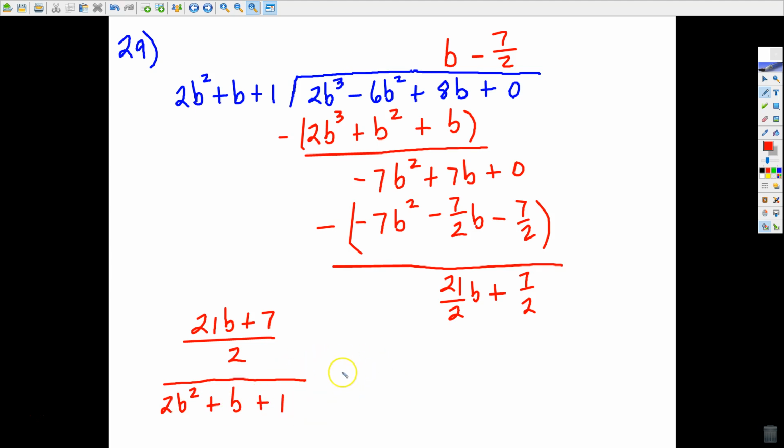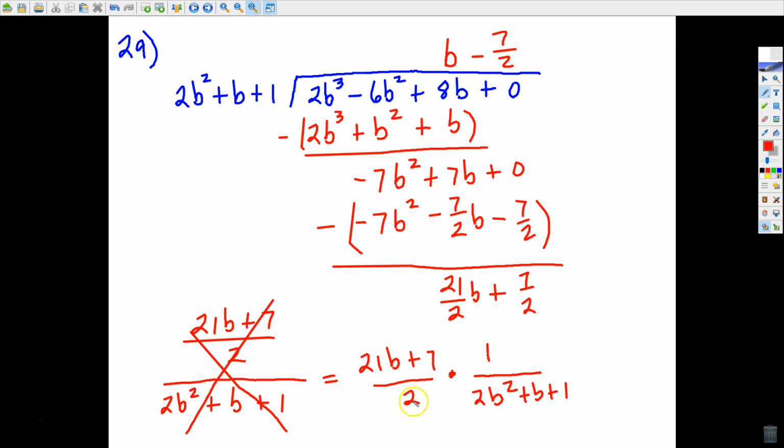Okay, another complex fraction. So dividing by 2b squared plus b plus 1 is the same thing as multiplying by its reciprocal, or its inverse. So do not leave complex fraction answers. Change them by using the property that dividing by a number is multiplying by its inverse. And now that's going to get us to our final remainder answer.